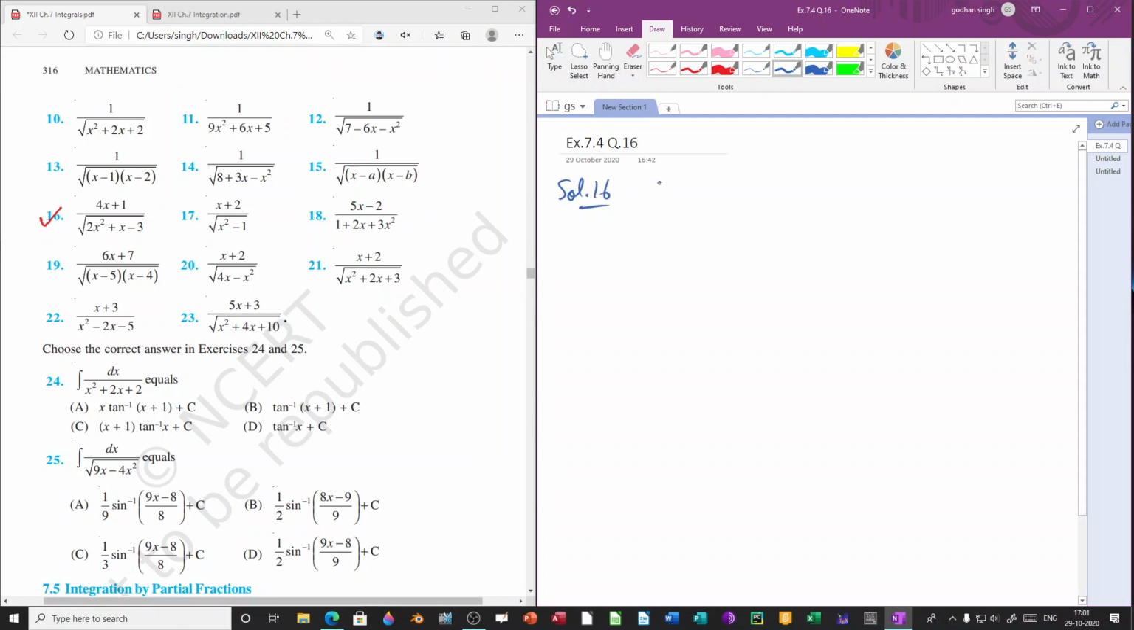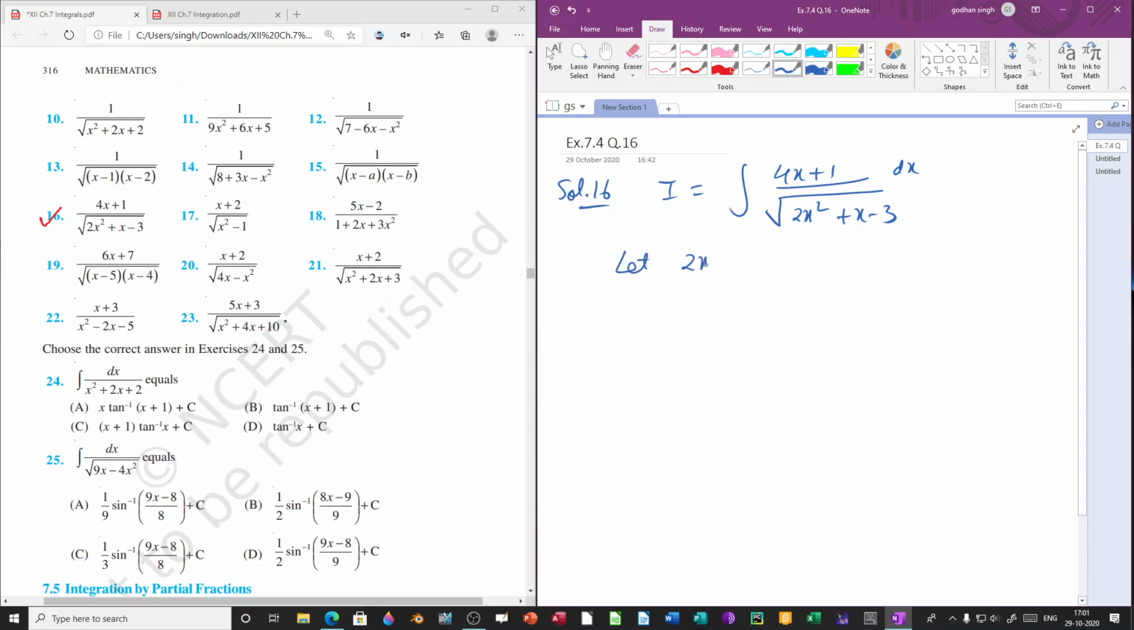Solution 16. I equal to integration of 4x plus 1 over square root of 2x square plus x minus 3 dx. It's clearly visible that if we take the denominator as t, we will be getting differentiation of that as 4x plus 1 dx equal to dt. So it will become standard form. So let us do this one.